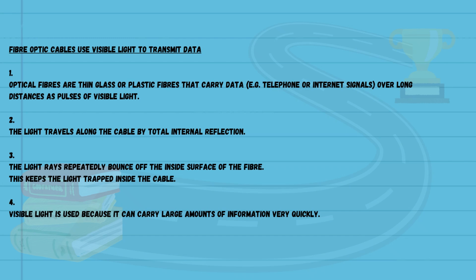Number 2, the light travels along the cable by total internal reflection. Number 3, the light rays repeatedly bounce off inside the surface of the fiber. This keeps the light trapped inside the cable. And number 4, visible light is used because it can carry large amounts of information very quickly.